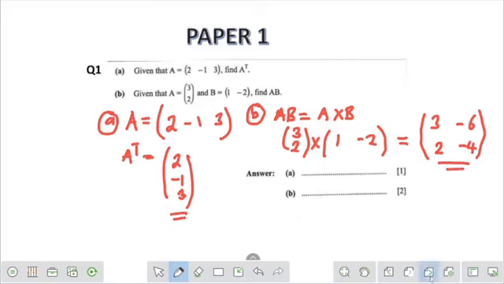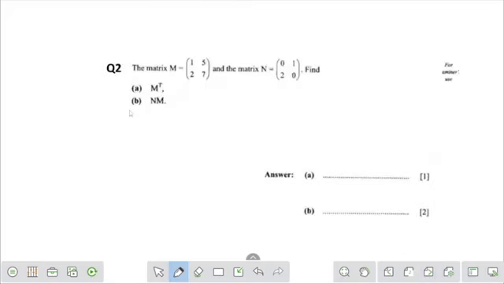Let us now move on to our second question. So here is our question 2. The matrix M is equal to this matrix and the matrix N is equal to this matrix. Find M transpose. So we are doing the same. M T means find the transpose of matrix M. First of all, we need to take note of matrix M, which is 1, 5, 2, and 7. Then we need to find the transpose of matrix M.